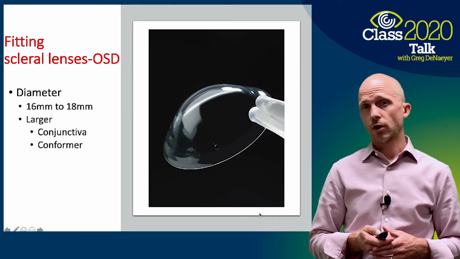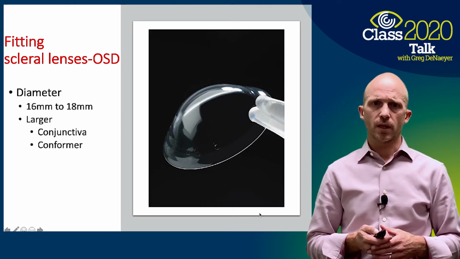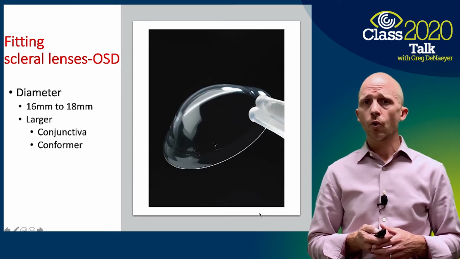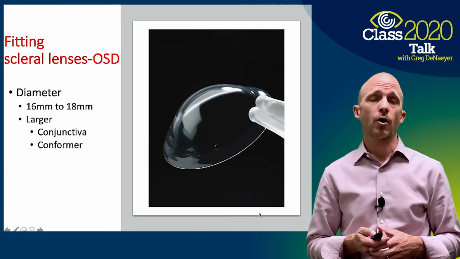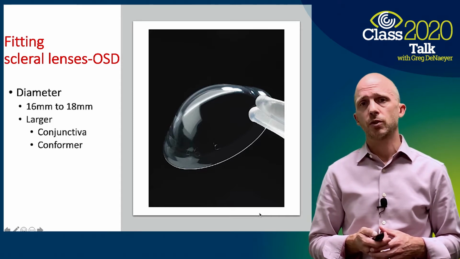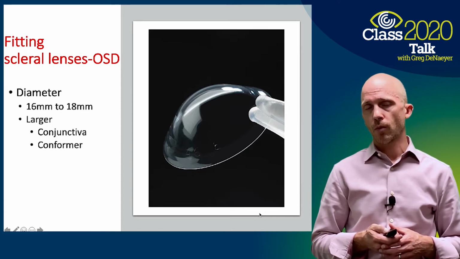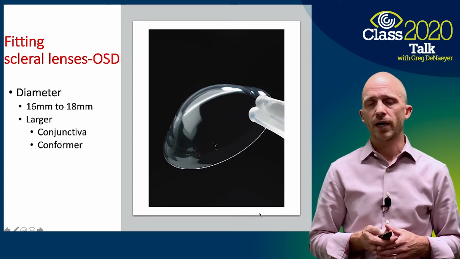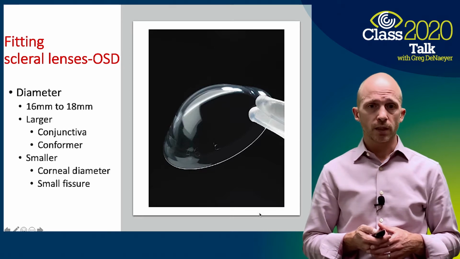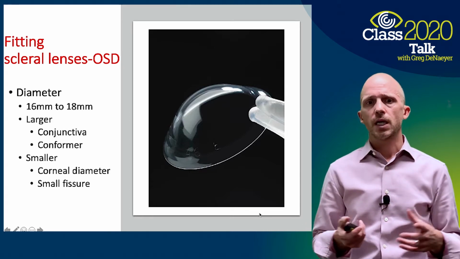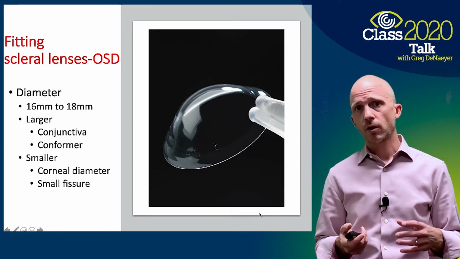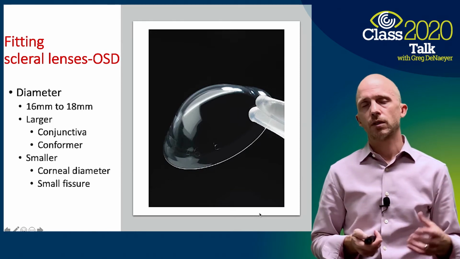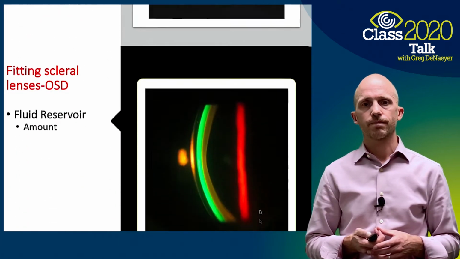We may want to consider larger diameters if the patient's conjunctiva is more severely affected. Or we may use the lens in part as a conformer to prevent adhesions between the palpebral and bulbar conjunctiva in cases of patients, for example, with ocular cicatricial pemphigoid. Sometimes we may consider smaller diameters if the patient has a smaller cornea, or they have smaller apertures where they may have difficulty with applying the scleral contact lens.